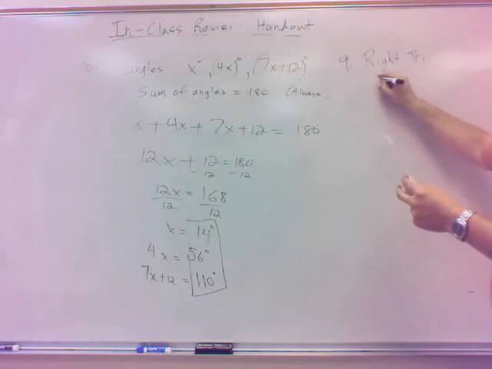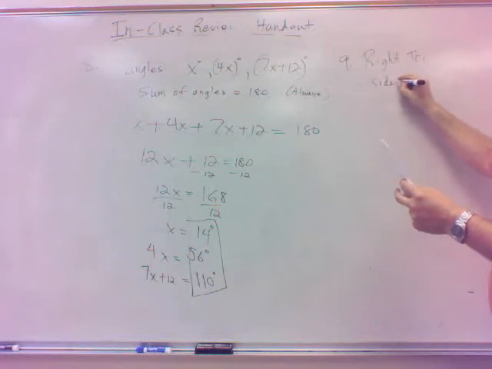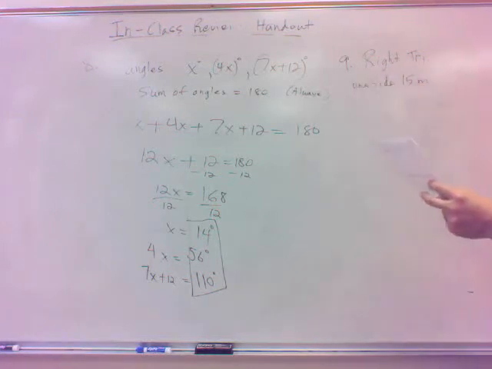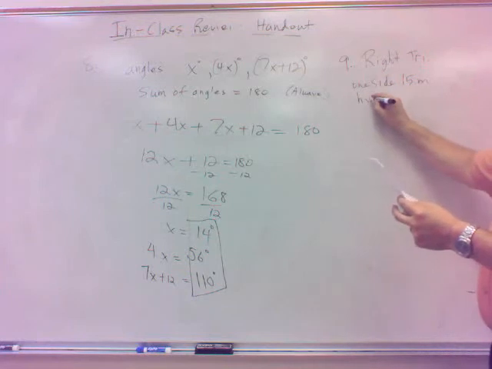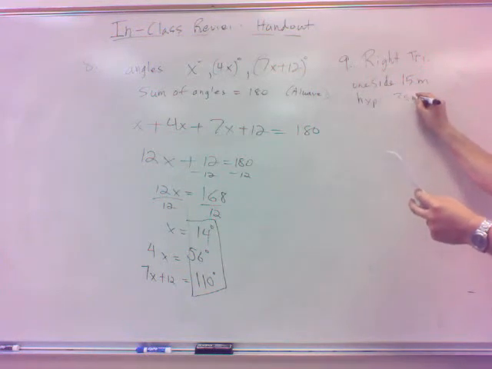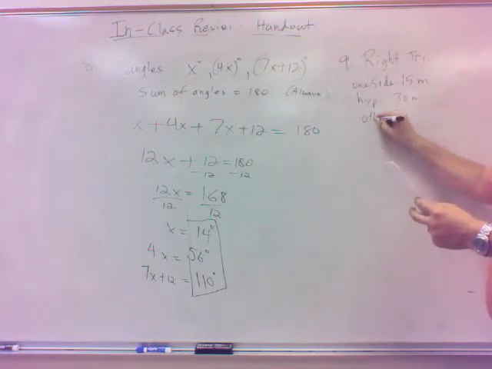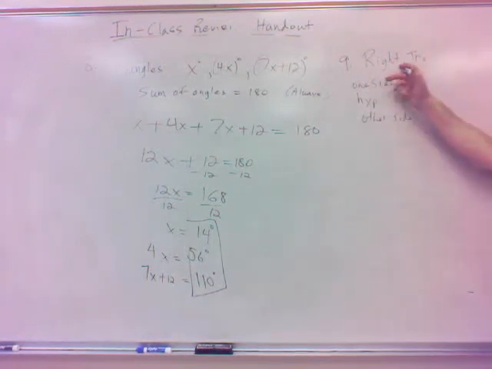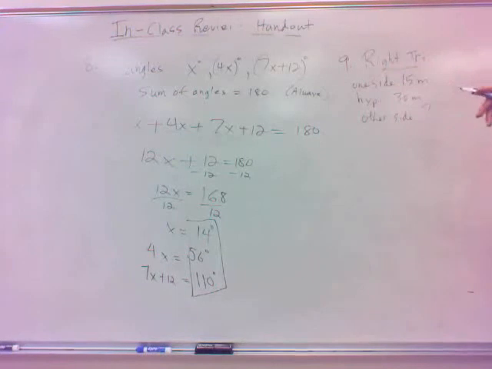And one side is 15 meters. The hypotenuse is 30 meters. What's the other side? That's the same formula? No, this is a right triangle and we're dealing with sides. That's angles of a triangle.